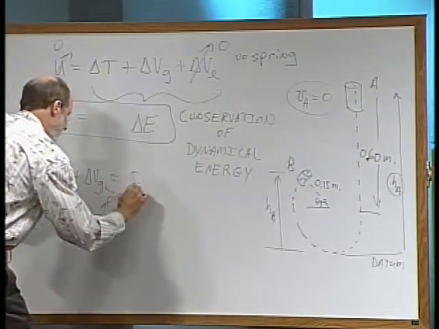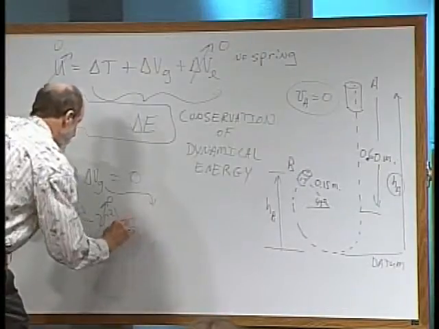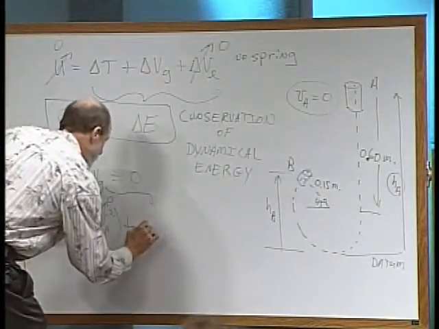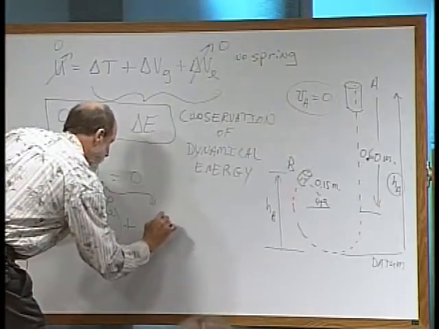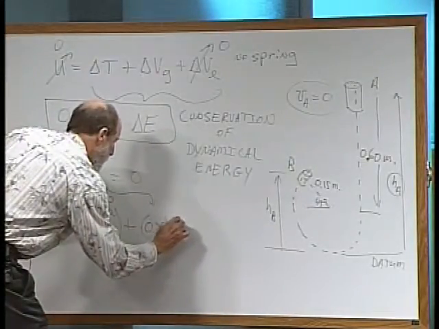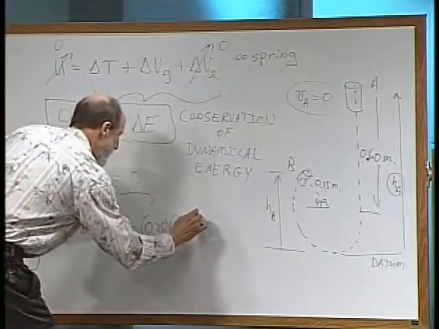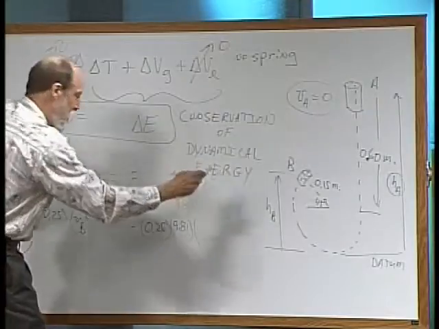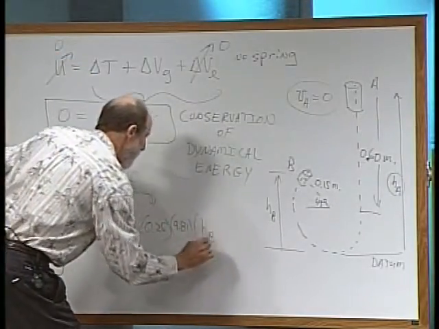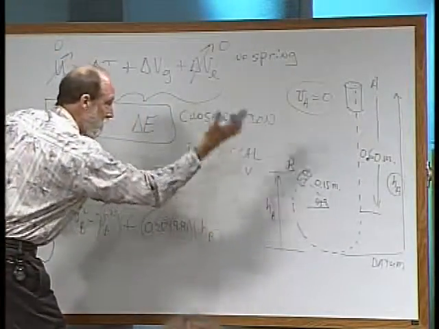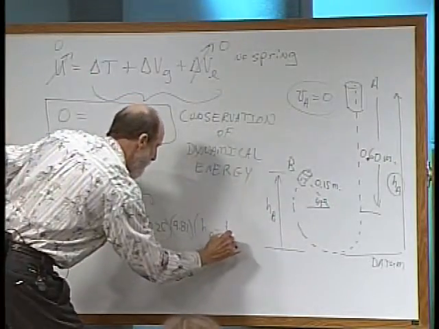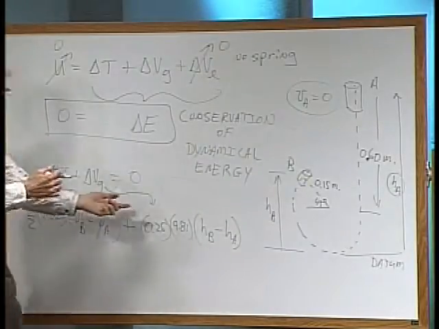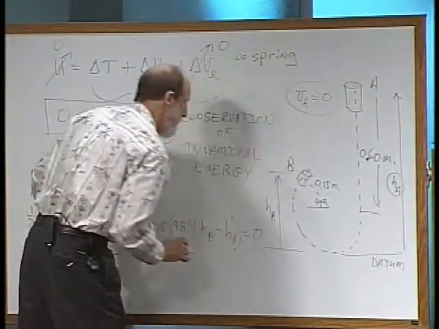And then we're going to add to it the change in gravitational potential, which is mg: 0.25 times 9.81 times H final, reference from the datum, HB, minus H initial, reference from the datum. And that sum has to equal 0.